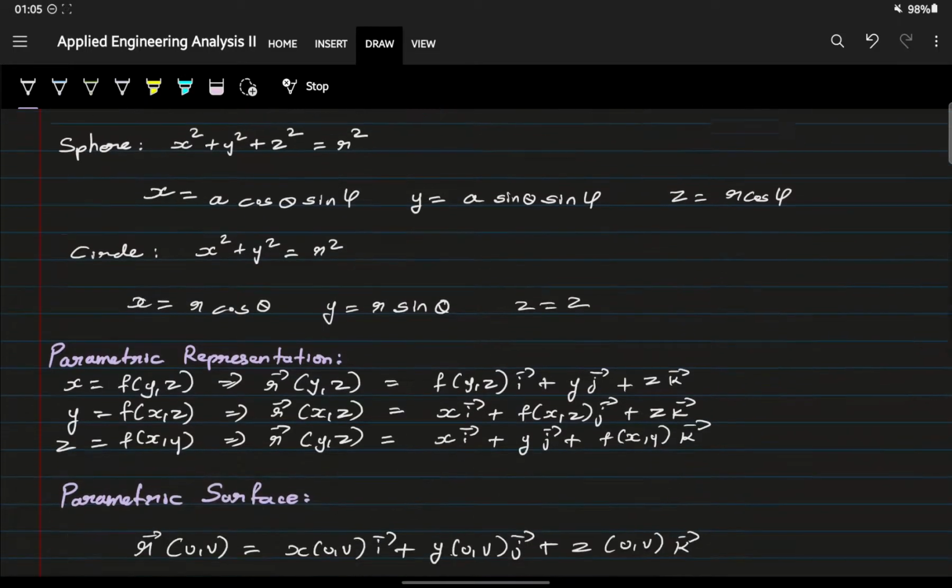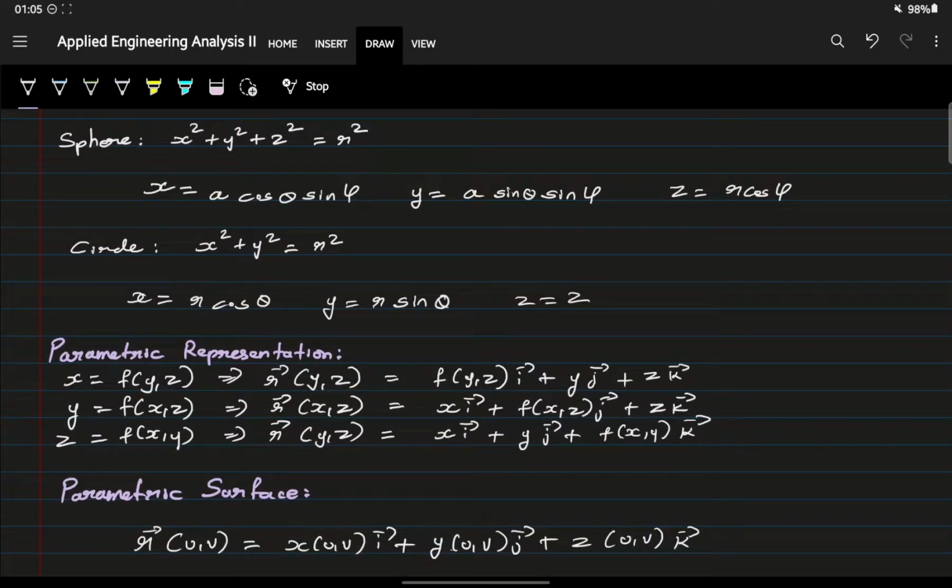Usually we are given a function or a surface in a plane, like xy, yz, or xz. Whenever we are given a plane equation and need to convert it into parametric form, we can use one of these representations in terms of x, y, or z.